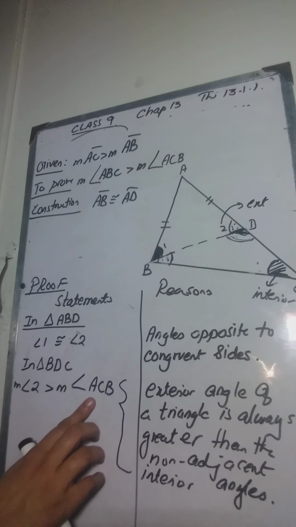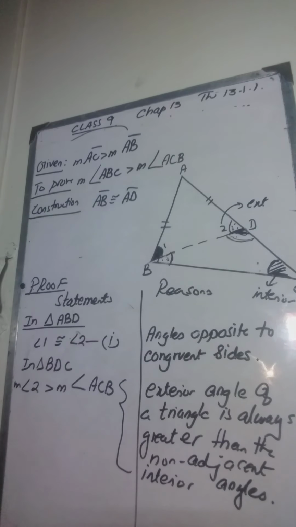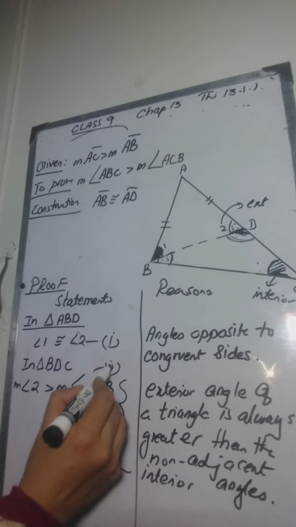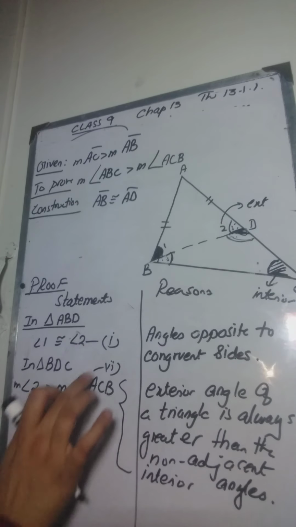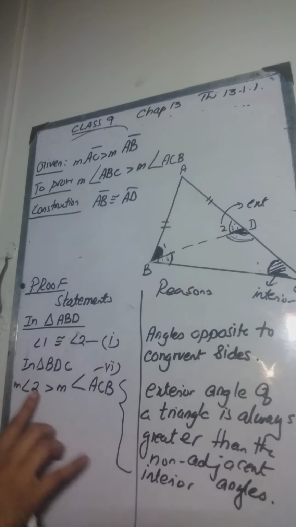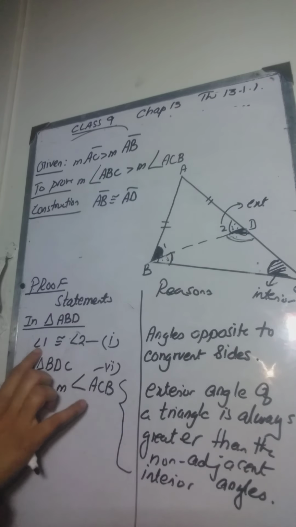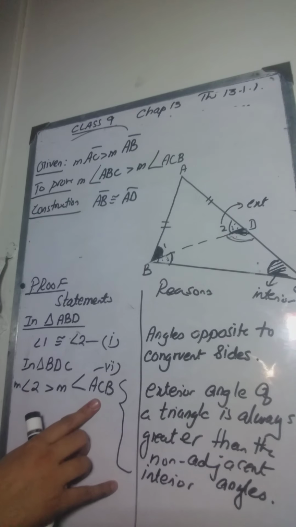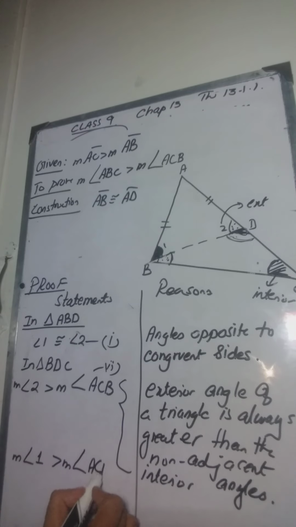Angle 2 is greater than angle ACB, but we know that angle 2 and angle 1 are congruent. Let me name this equation as this, and this angle inequality as 2. Now if angle 2 is greater than ACB and angles 1 and 2 are the same, it means angle 1 will also be greater than ACB. We can say that the measurement of angle 1 is greater than the measurement of angle ACB.